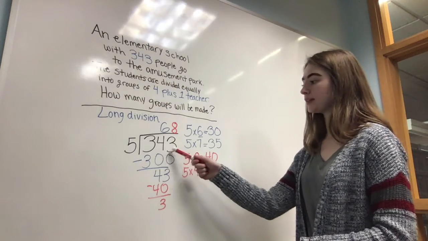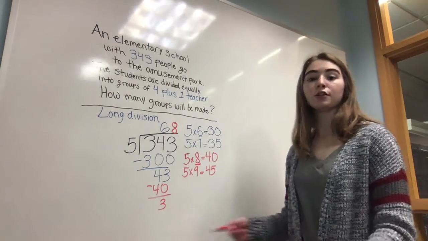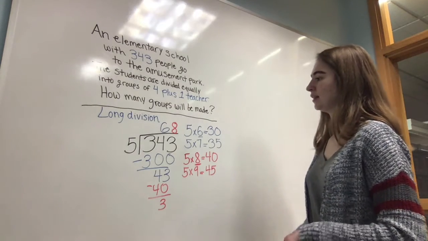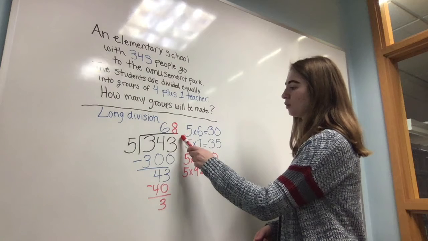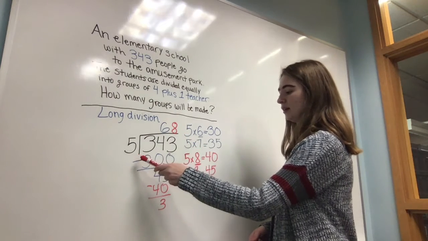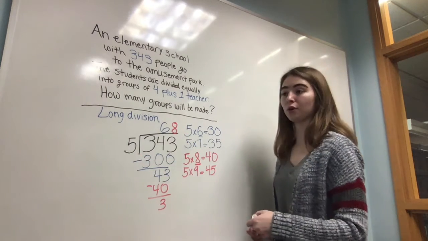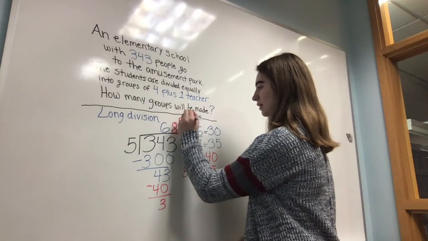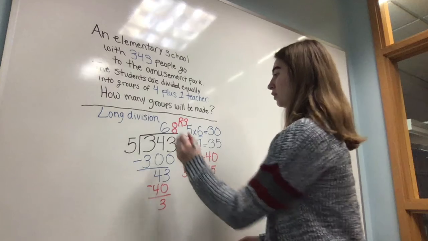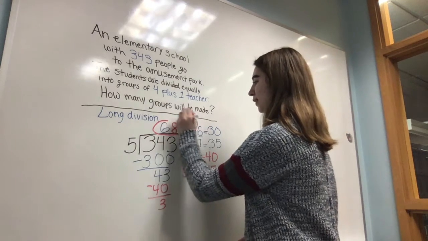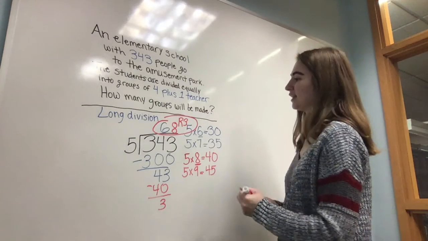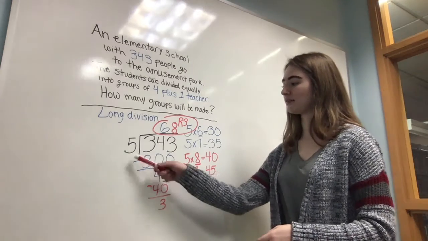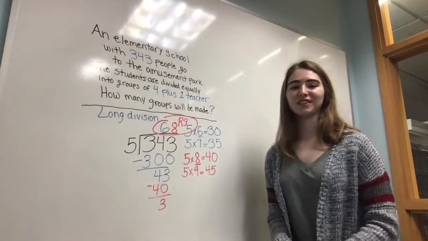However, all of our place values have now been represented, so there's nothing left for us to subtract. In that case, we have 68 equal groups of 5, with 3 people left over. We can represent this with an R, remainder of 3. So 3 people will not have a group at the amusement park. And that is our final answer. That's how we solve 343 divided by 5 using the long division algorithm.